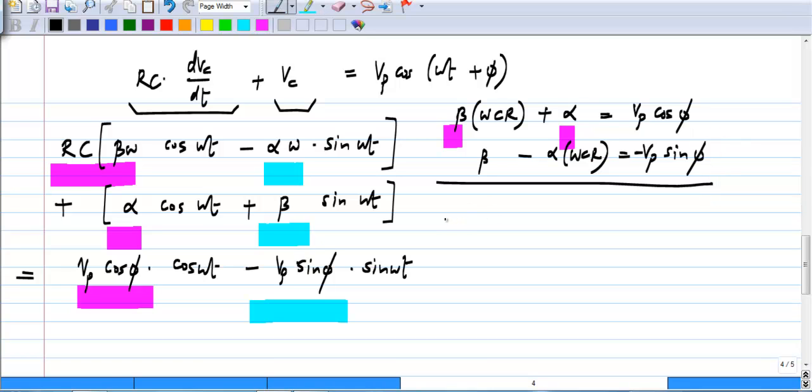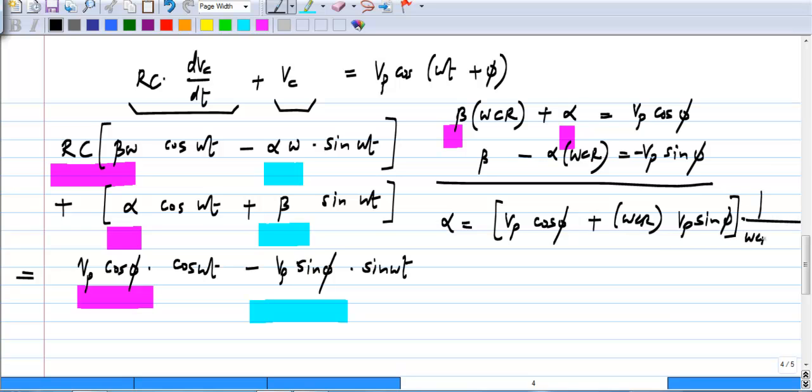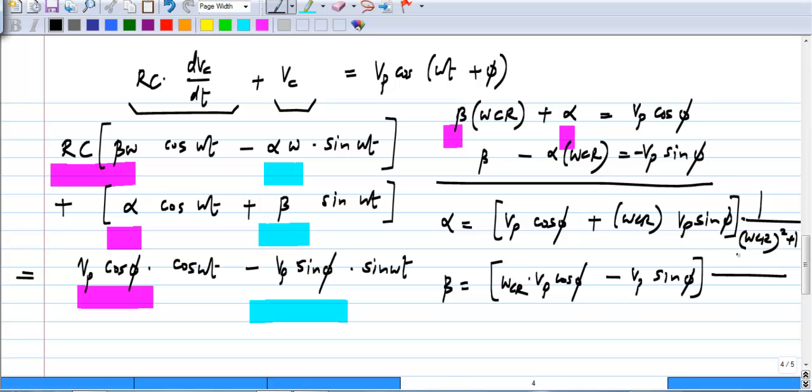Solving these two equations, we'll get alpha to be Vp cos phi plus omega CR times Vp sin phi, times 1 over (omega CR) squared plus 1, and beta is omega CR times Vp cos phi minus Vp sin phi, divided by (omega CR) squared plus 1.